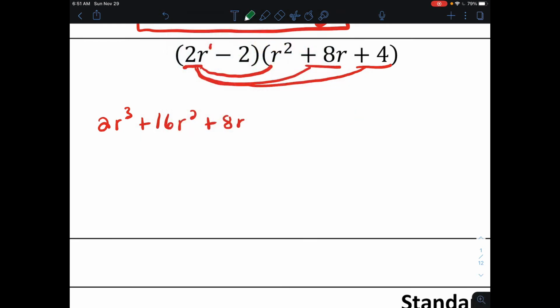Now you have to distribute the minus 2 to everything. And so negative 2 times r squared makes negative 2r squared. And then negative 2 times 8r makes negative 16r. Negative 2 times positive 4 makes negative 8.